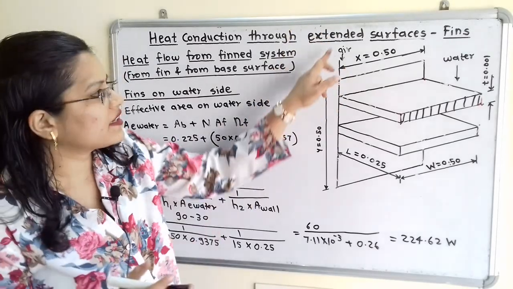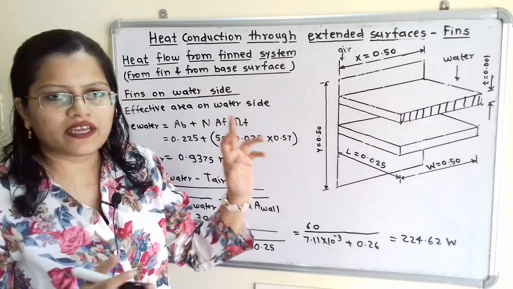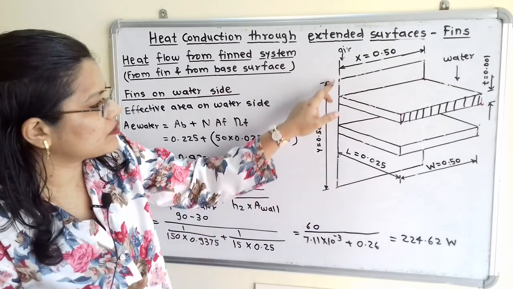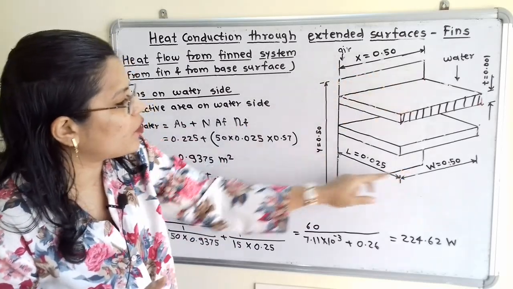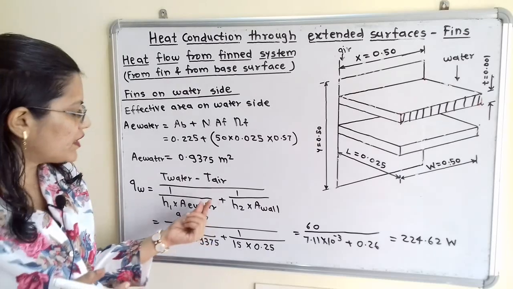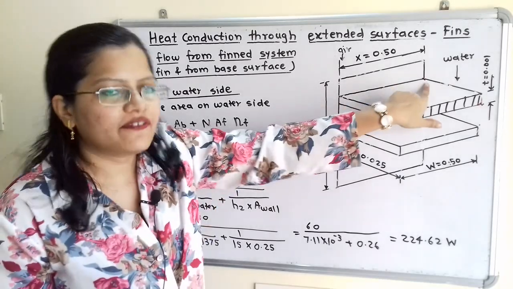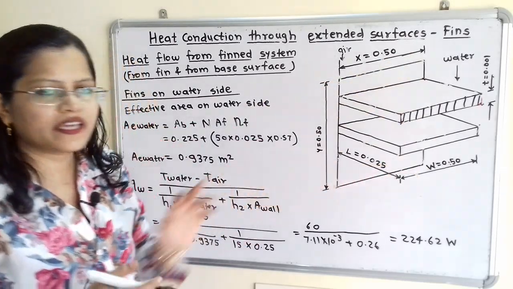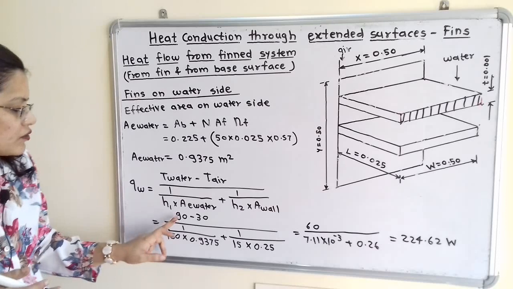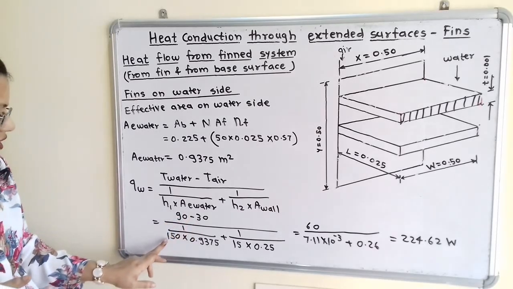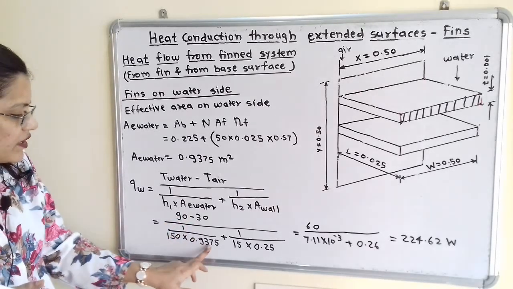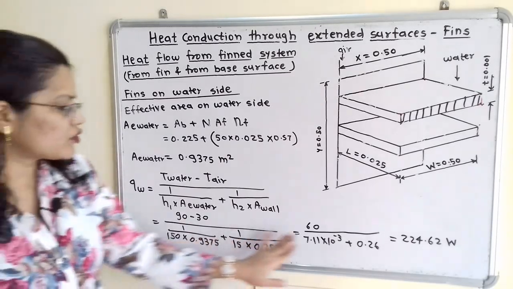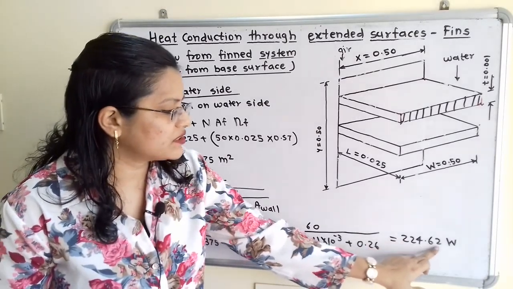So how can we calculate this? We have to take the convective heat transfer coefficient for air, that is H2, multiplied by the area of the wall, because the whole area of the wall is in contact with air. So for the fin side we refer to the effective area of the fin, and for the wall air side we refer to the area of the wall. This is important. So 90 minus 30 divided by 1 divided by 150 into 0.9375 plus 1 divided by 15 into 0.25. When we solve this, we get the answer 224.62 watt.